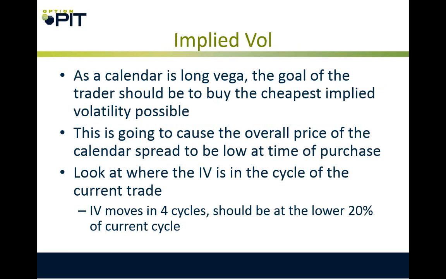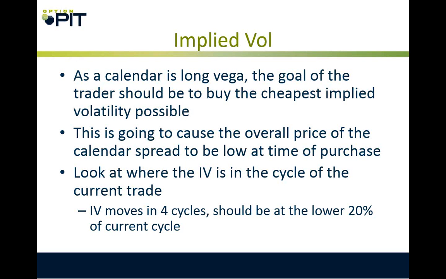All right. A calendar, recall, is long vega. So the goal of the trader should be to buy the cheapest implied volatility possible. This is going to cause the overall price of the calendar to be low at the time of the purchase.